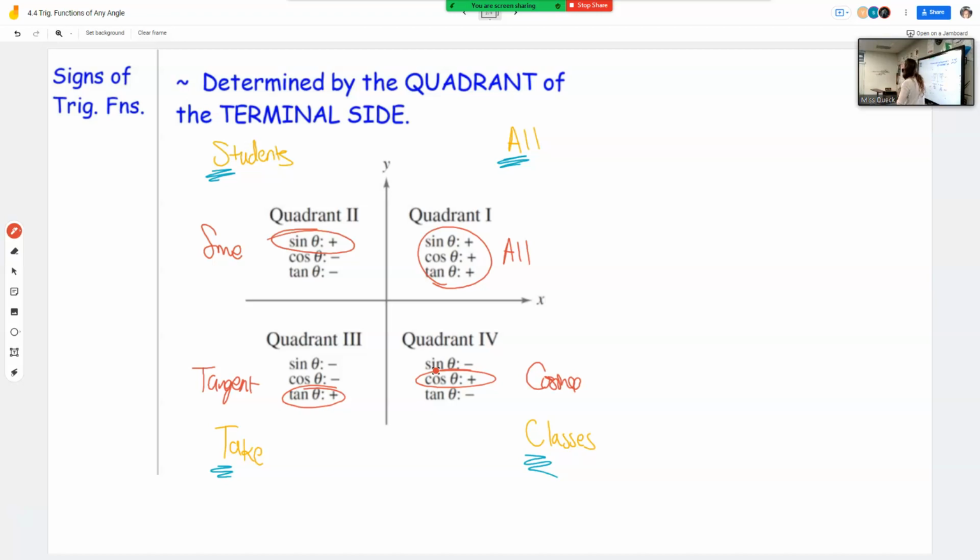What else? See, they don't even know. And who else is going to be positive? Cosine and secant. Remember, no co. Got it. Okay.